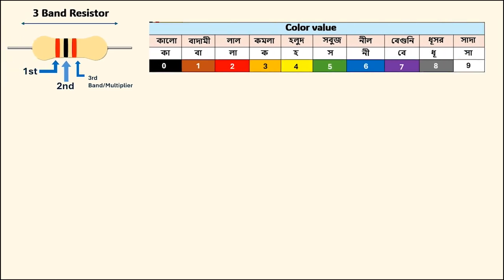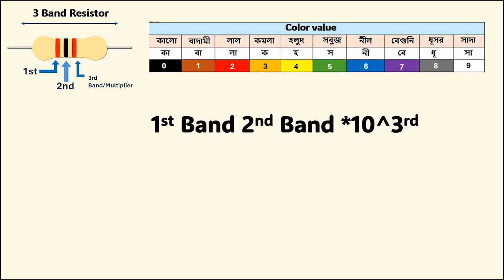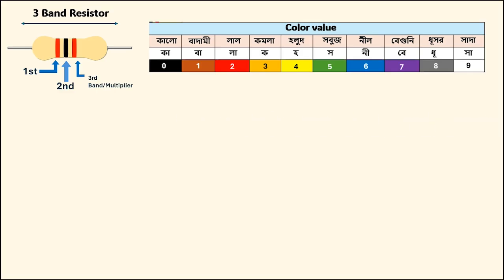Now there is a formula for determining the value of the resistor. That is, the first band, followed by the second band, into 10 to the power of the third band. So the first band color of this resistor is red. Then from the chart we can see that red has value 2. So we put 2 first, then the next band is black. Black has a value of 0, so next to 2 we put 0. Now in the formula, into 10.